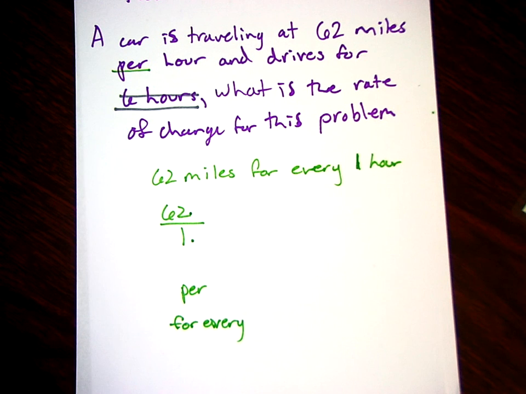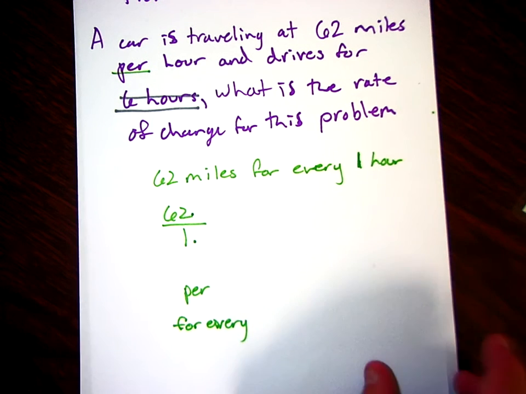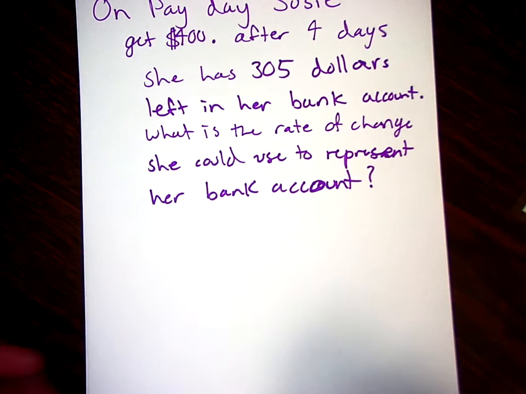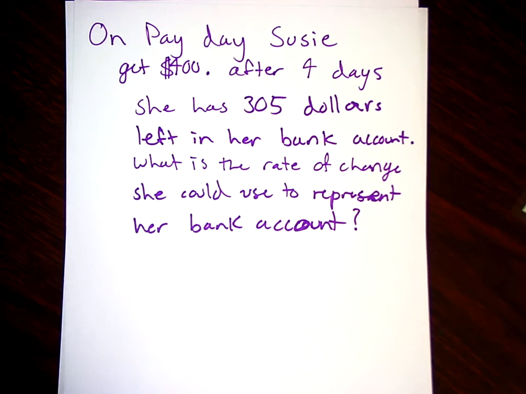Now here's the second form you're going to see word problems in. It's going to give you a bunch of words, and it's going to bury some coordinate points in there. So it says, on payday, Susie gets $400. After 4 days, she has $305 left in her bank account. What is the rate of change she could use to represent her bank account? Now there are 2 points hidden in this problem. You only see 3 numbers, but there are 2 points.